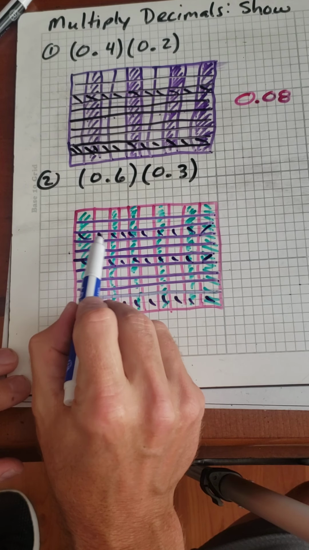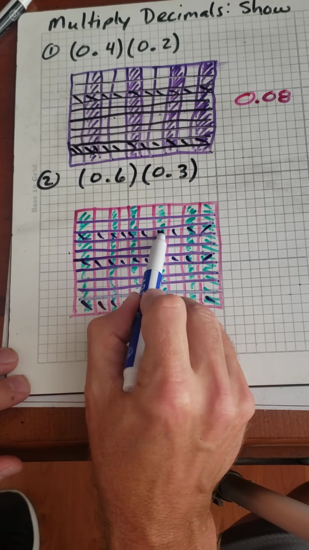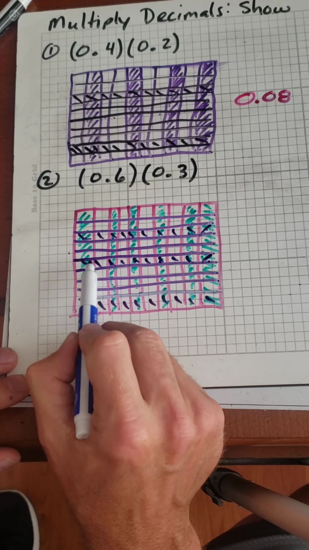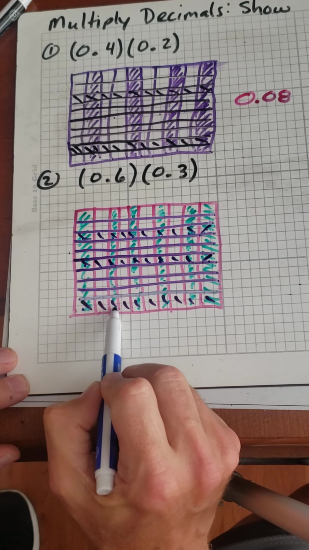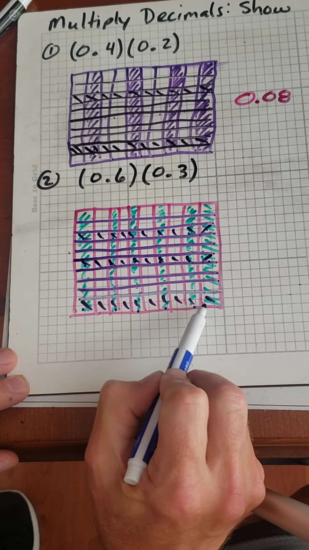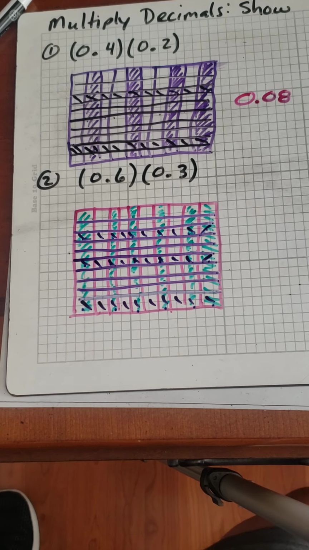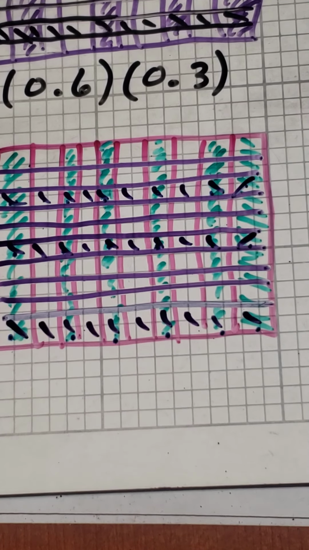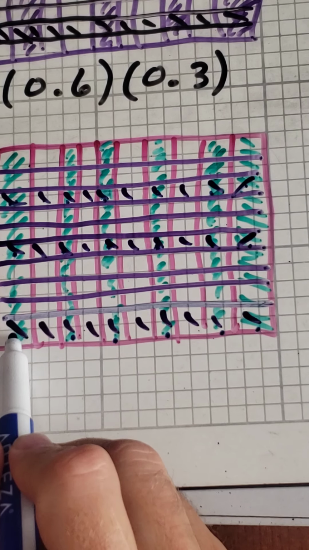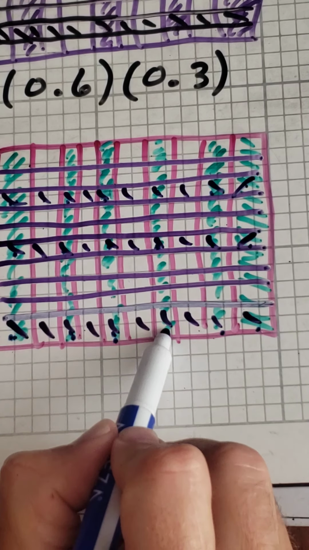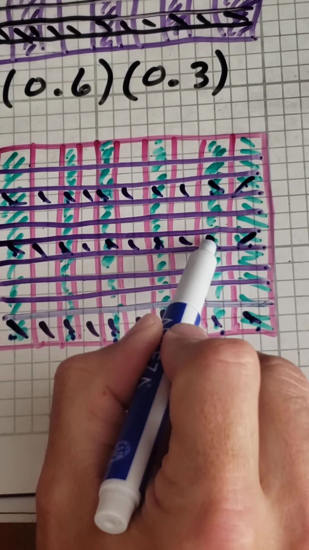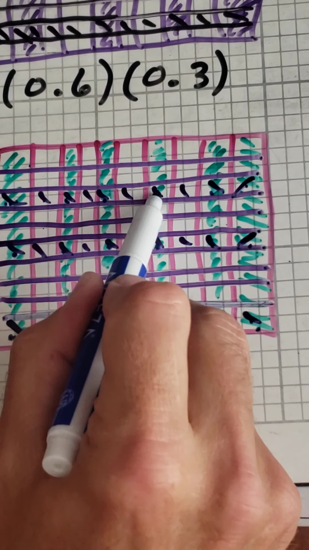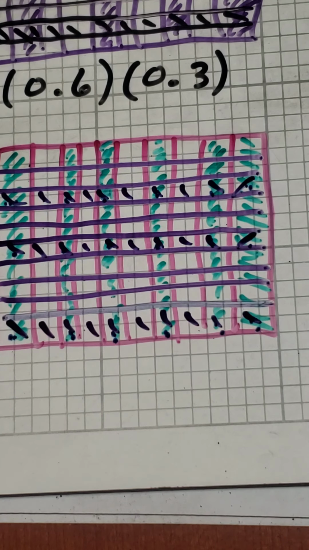So I have 1, 2, 3, 4, 5, 6, 7, 8, 9, 10, 11, 12, 13, 14, 15, 16, 17, 18. Okay, I'm going to go ahead and zoom in so you guys can see that a little bit better, and I'm going to recount it. Okay, so again, I got 1, 2, 3, 4, 5, 6, 7, 8, 10, 11, 12, 13, 14, 15, 16, 17, 18 of those.